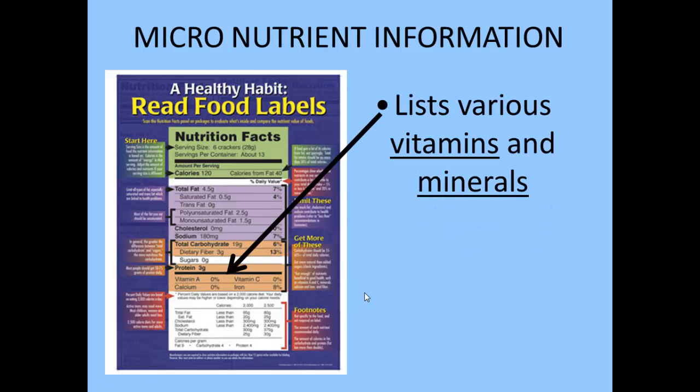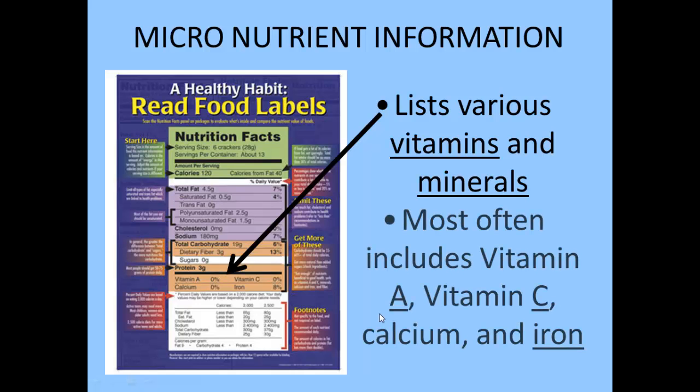Following this, you go down to your micronutrient information, where it lists various vitamins and minerals, down in that section right here below the arrow. Most often, labels will include vitamin A, vitamin C, calcium, and iron. And those are the exact ones that are listed on this label. If you start looking at labels, those are the ones you're going to see most often.